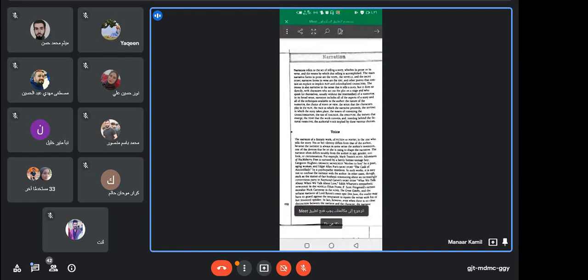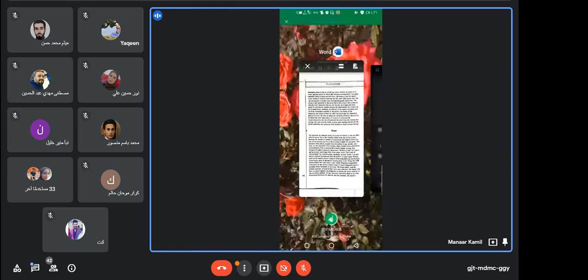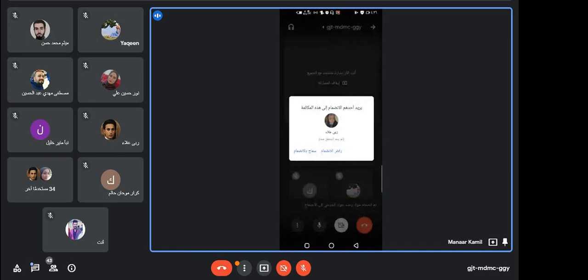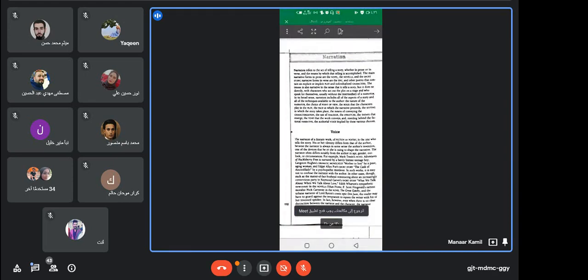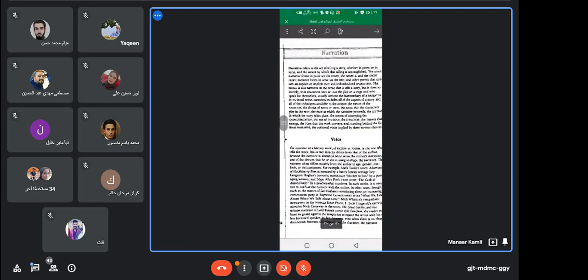So the first page is on page 112, narration. Since we are going to study drama and novel, it's important to know the meaning of narration. This term always comes up, so we have to know the meaning of that term. Narration. What's narration? Narration refers to the act of telling a story. The act of telling a story.